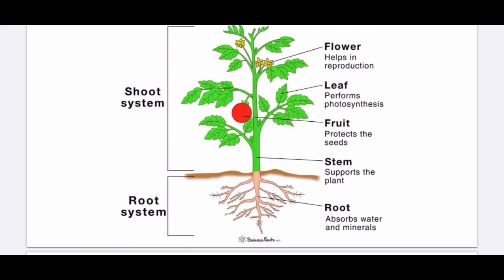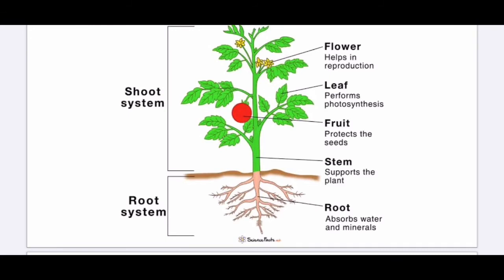Roots have two types of systems, the taproot system and the fibrous root system. In the taproot system, there is one main root which is called the primary root, and from the primary root, lateral roots arise, and from the lateral roots, tertiary roots arise.